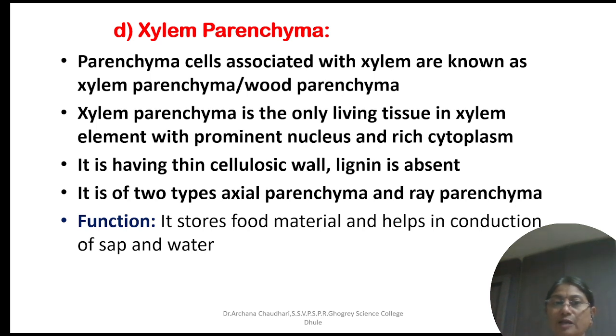The axial parenchyma plays an important role in the taxonomic identification of many woods. The main function of xylem parenchyma is to store food material, and it helps in conduction of sap and water.